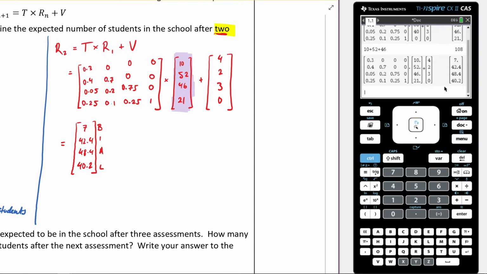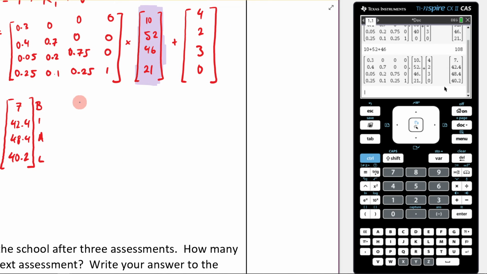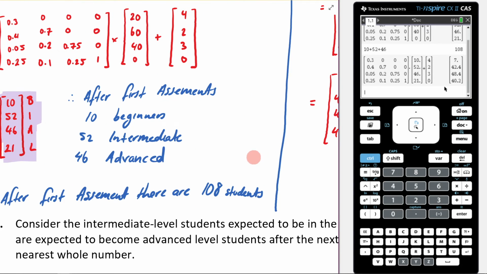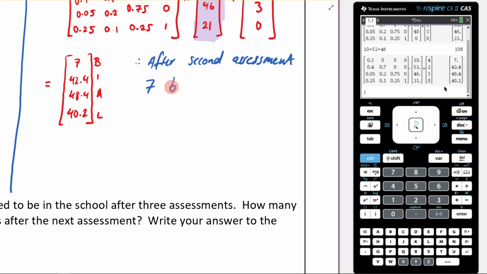All right, so now what we're going to say is therefore after second assessment, we're going to end up with 7. How did I write it over here? 7 beginners. Yeah, I've just wrote it like that. 7 beginners. We've got, now I've got 42.4. So that just rounds down to 42. 42 intermediate. I've got 48 advanced. And 40 kids are leaving.